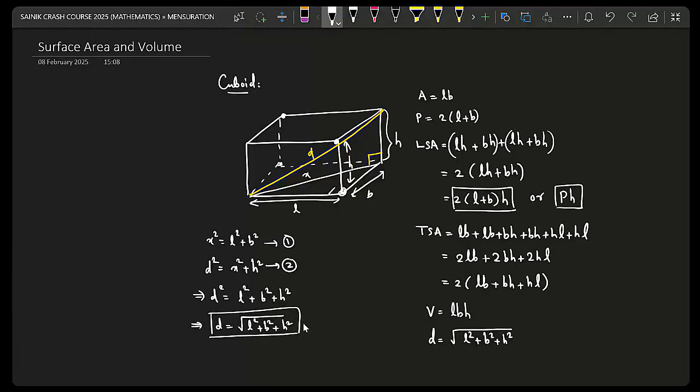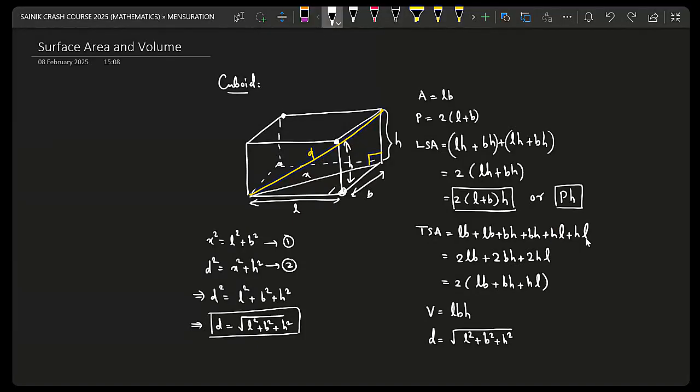Now we are going to discuss the cube. Sanvi, do you have any doubts? Sir, what does pH mean? pH means perimeter of the base into height. See this 2 into L plus B, this is nothing but the perimeter of the rectangle. That is already the perimeter of the base, that's why in place of that I'm using P, so it becomes P into H. So we have two different formulas for calculating lateral surface area. Either we can say 2 into L plus B into H, or we can say perimeter of the base into height.